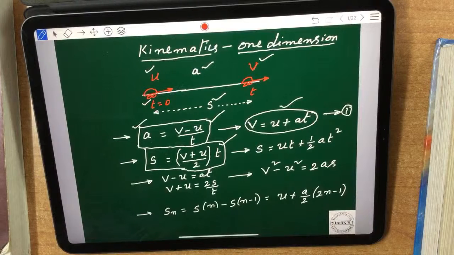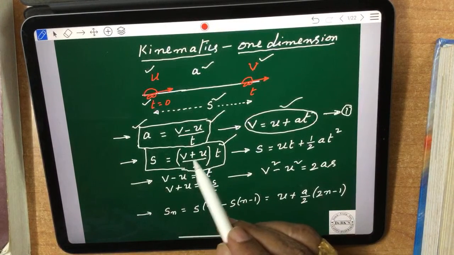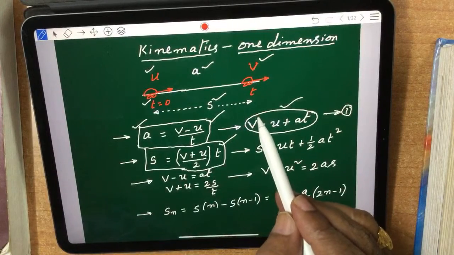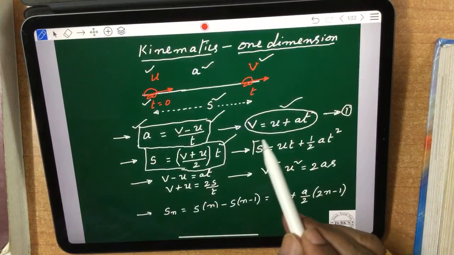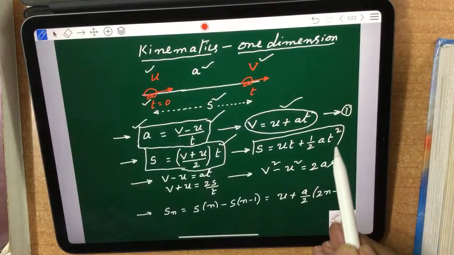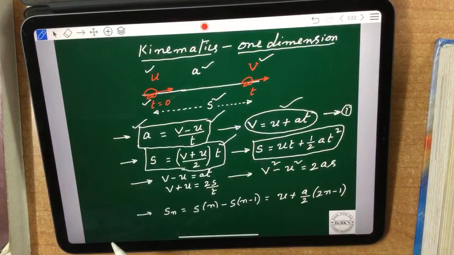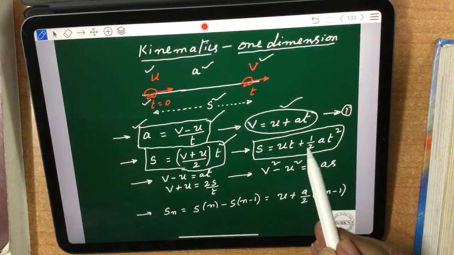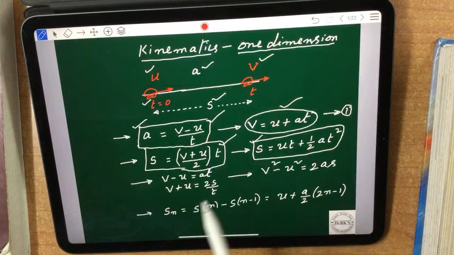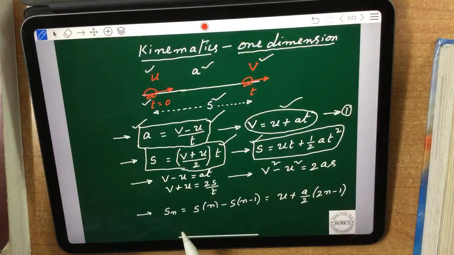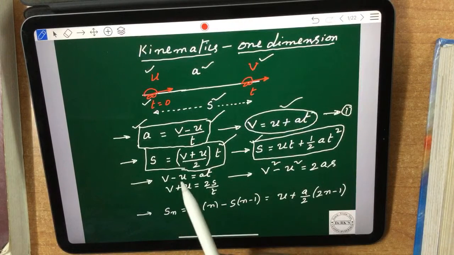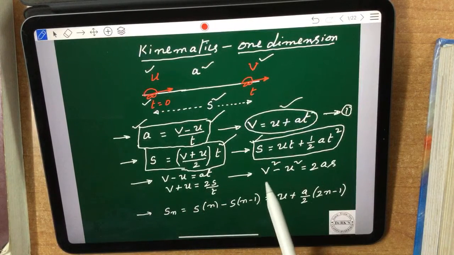Then in place of v, you substitute equation 1, that is v is equal to u plus at. We get the second equation of kinematics: s is equal to ut plus half at square. Of course, all these equations are valid only when acceleration is constant. Be careful.